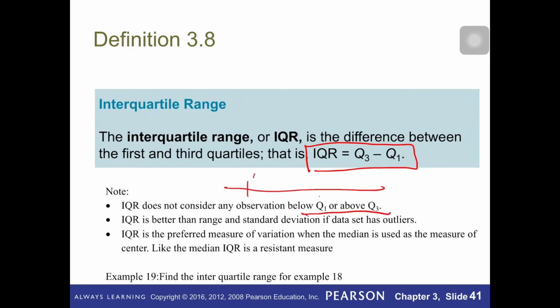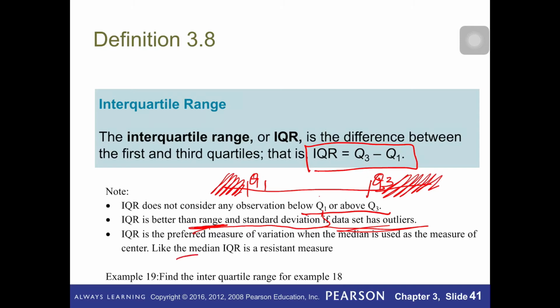So, if I have my Q1 here and Q3 here, this interquartile range does not consider values below Q1 and above Q3. This is better than range and standard deviation if my data set has outliers, because it does not matter about the outliers if you use this one. It is a good measurement rather than range and standard deviation.